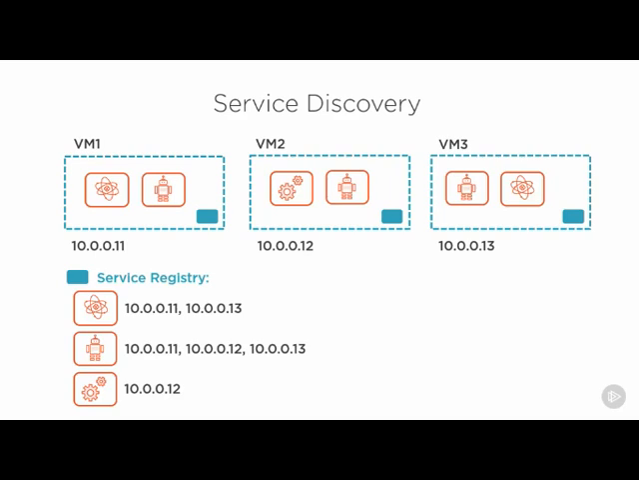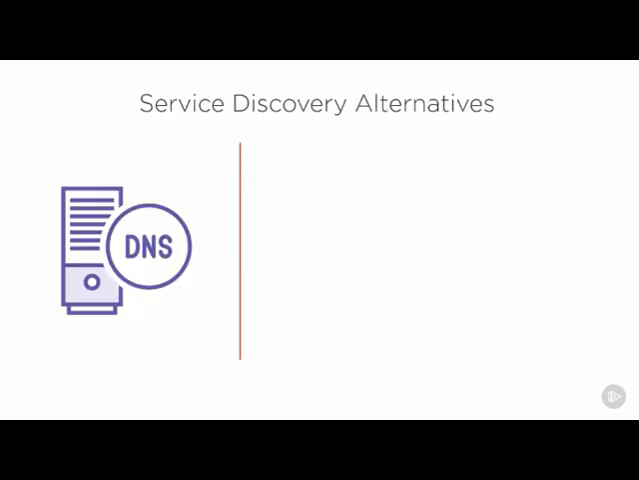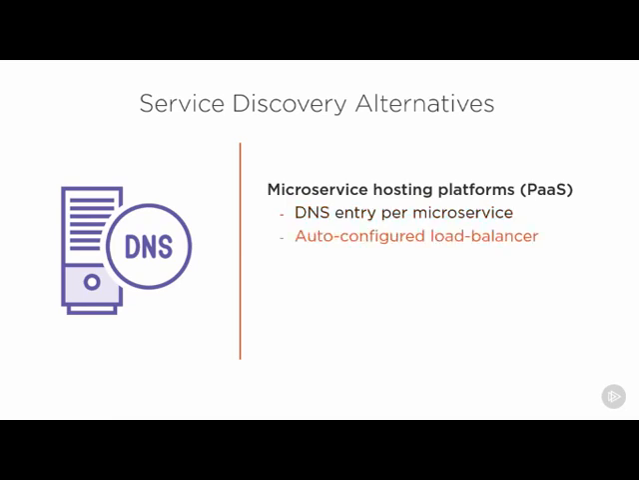But you don't necessarily need to build your own service registry. A number of microservice hosting platforms solve this tricky problem for us by means of DNS. For example, if you're using a PaaS platform to host your microservices, then often each microservice you deploy will automatically be allocated a DNS name that points to a load balancer sitting in front of the actual instances of your microservice. And that means you can just use the DNS name to communicate with your microservice and not have to worry about the actual IP addresses of the individual virtual machines that are running the service and might change over time.